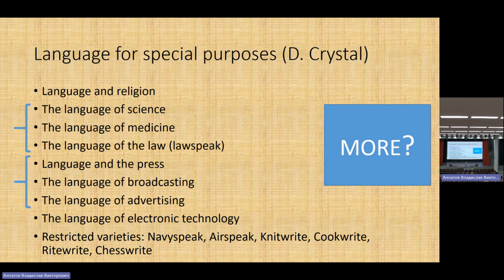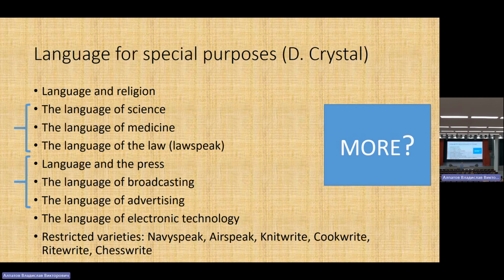So is there any system in the systems of styles? David Crystal also speaks of restricted varieties of language and gives examples of very restricted language for special purposes. Navyspeak is like communication with flags. Airspeak, the language of airplane dispatchers and pilots when they communicate with each other: ground instead of earth, technical meanings and how they send messages to each other. Knitwrite: I didn't know what knitwrite was before I read this section of David Crystal's encyclopedia. I hadn't thought that it actually exists as a separate system.